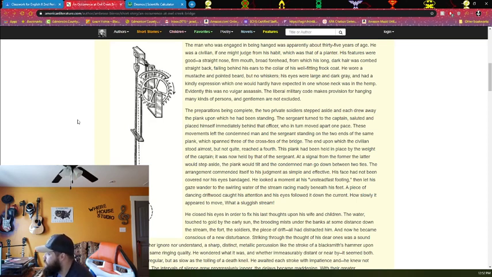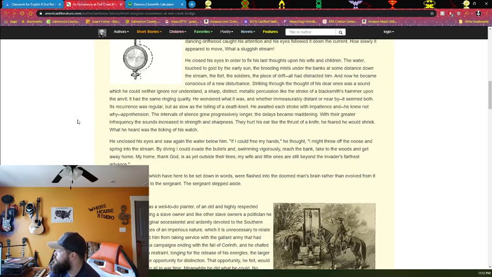His face had not been covered, nor his eyes bandaged. He looked a moment at his unsteadfast footing, then let his gaze wander into the swirling water of the stream racing madly beneath his feet. A piece of dancing driftwood caught his attention, and his eyes followed it down the current. How slowly it appeared to move, what a sluggish stream. He closed his eyes in order to fix his last thoughts upon his wife and children.